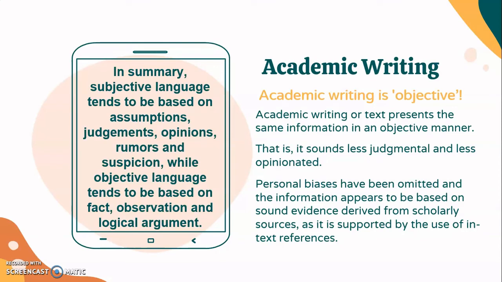So in summary, what we can say is subjective language tends to be based on assumptions, judgments, opinions, even sometimes rumors and suspicions, while objective language tends to be based on fact, observation, and logical arguments. So we use subjective language mostly in daily conversation, whereas we use objective writing in academic settings and formal settings.